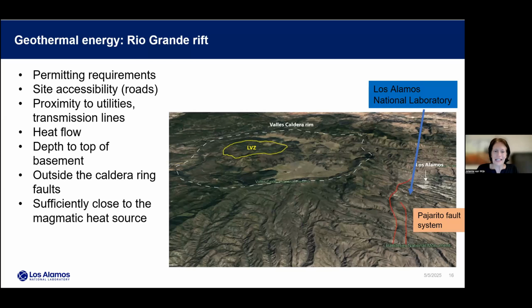Now, for site selection, people looked at a lot of different things apart from geology. So permitting requirements, can we drill here? Are there roads available that we can drive to the site? Is there proximity to utilities and transmission lines? And then, of course, all kinds of geologic considerations, high heat flow, depth to the top of the basement. This caldera rim here, that's a series of ring faults, and we didn't want to be within that series. We didn't want to be within those faults because you don't want to reactivate them. But we still want to be sufficiently close to the magmatic heat source. So the location that was eventually chosen was actually not in the caldera, but just outside of the caldera.